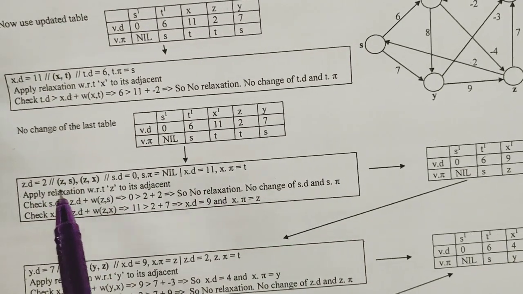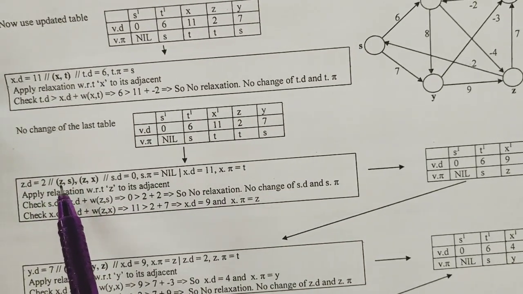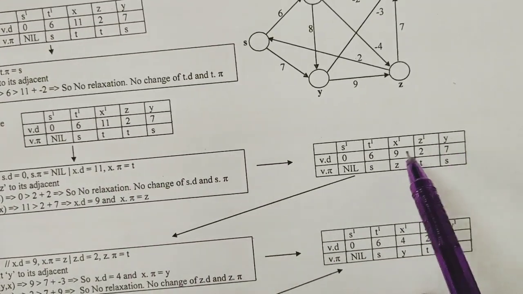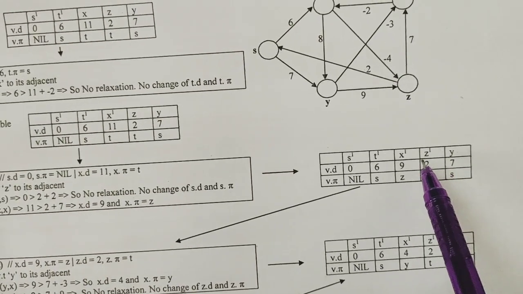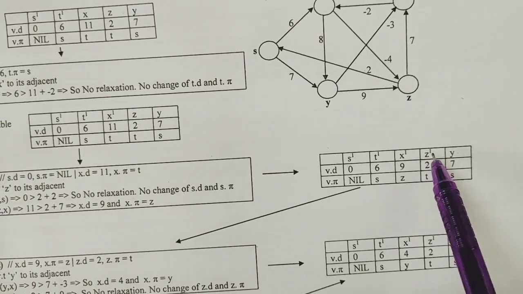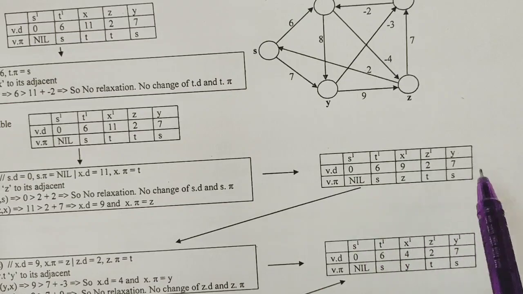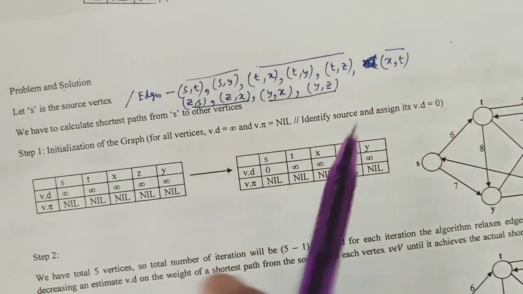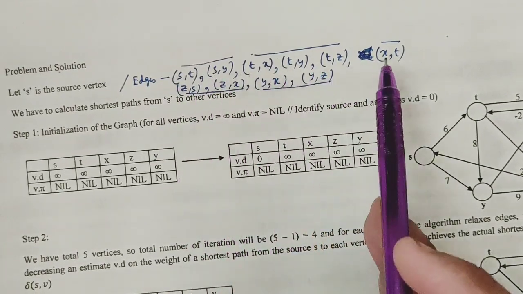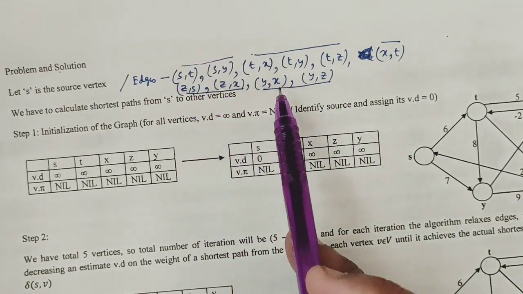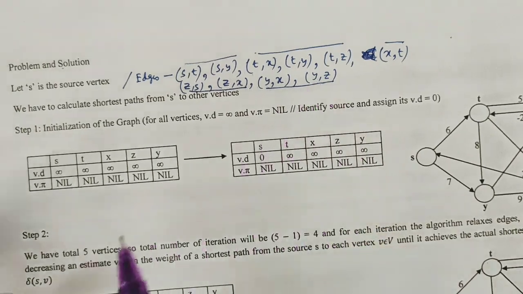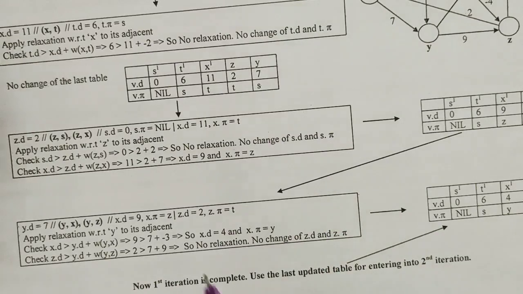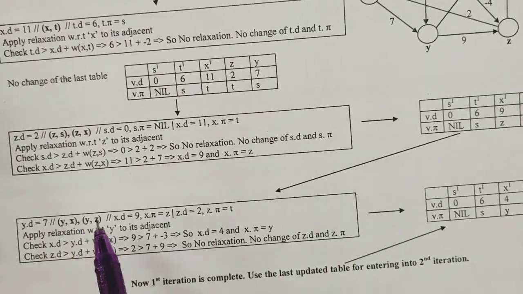And we were checking Z to S and Z to X. So Z is the responsible vertex. So Z completes its execution under first iteration. So Z1 is mentioned here. So Z task is complete. Now we have covered the first 2 edges, next 3 edges, next this edge, next 2 edges, and we have to cover the rest 2 edges, Y to X and Y to Z. So use this updated table, and there are 2 edges, Y to X and Y to Z.